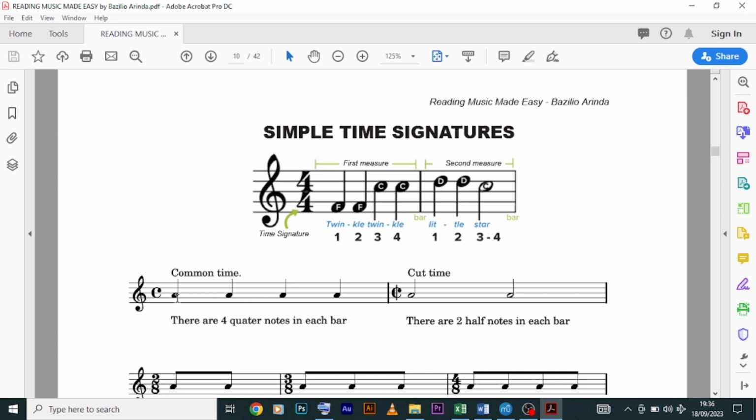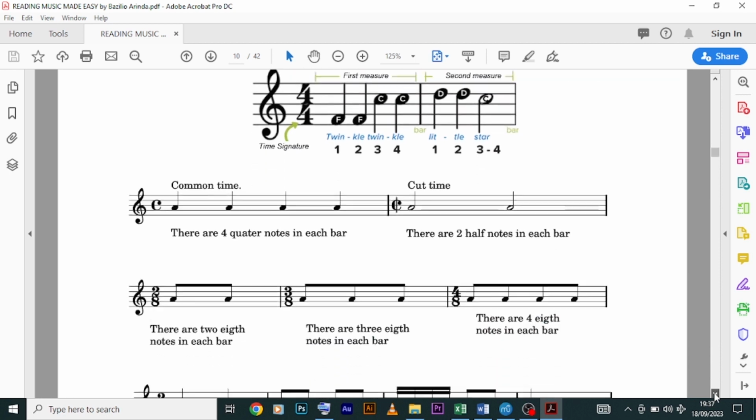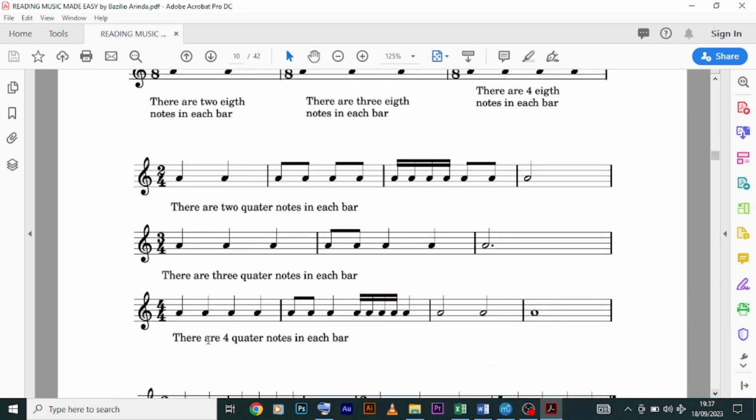So when you say common time, that means there are 4 quarter notes in each bar. Like here where you're seeing C, it means common time. There are 4 quarter notes: 1, 2, 3, 4. It is the same as the time signature of 4/4. The upper digit tells us there are 4, and the lower one tells us quarter notes. 4 quarter notes in each bar.